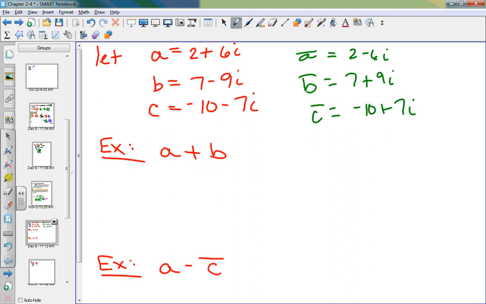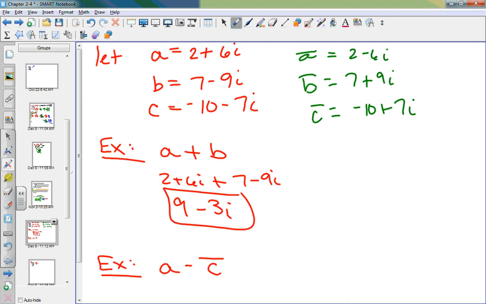So what is A plus B? Well, A is going to be 2 plus 6i. B is going to be 7 minus 9i. Do I need parentheses around those? No, because I'm not distributing anything into them. So therefore, 2 plus 7 gives me 9. 6i minus 9i gives me -3i. Done. Agreed?